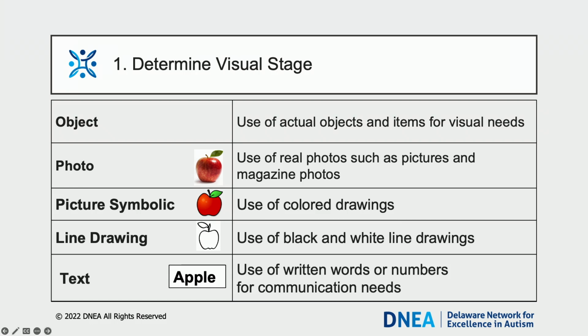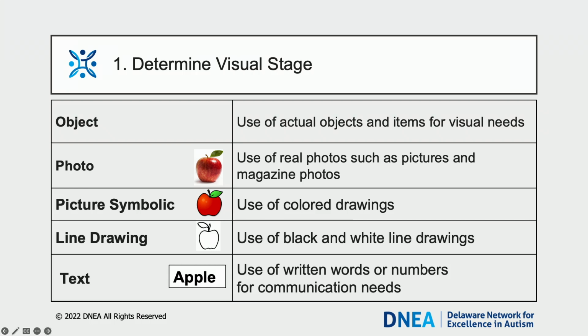Next, you have picture symbolic, which is the use of colored drawings, as you can see on the slide. Line drawing is the next visual stage, using black and white line drawings. Lastly, with the text stage, you use written words or numbers for communication needs.